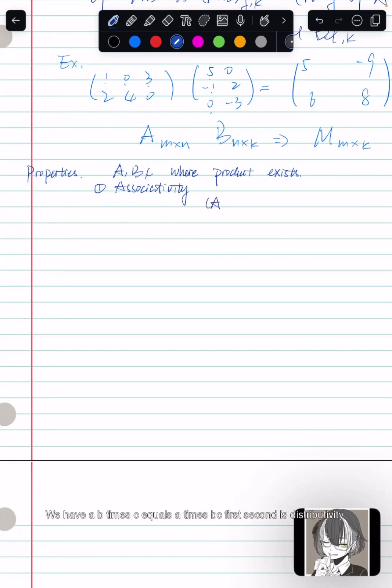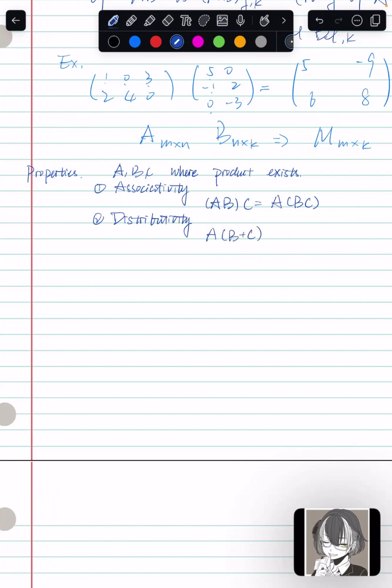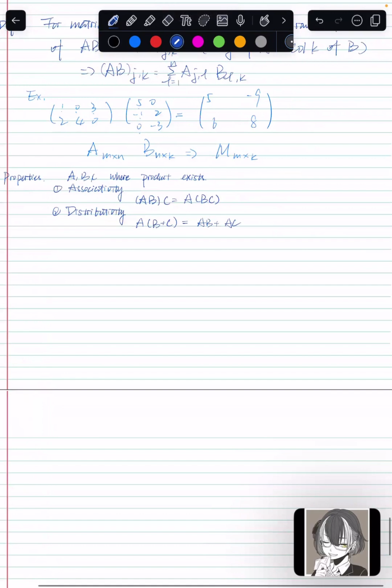We have AB times C equals A times BC first. Second is distributivity. We have A times B plus C equals AB plus AC. And this is similar to A plus B times C equals AC plus BC.